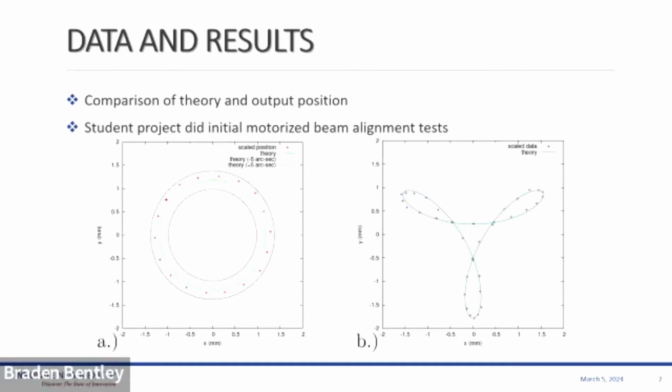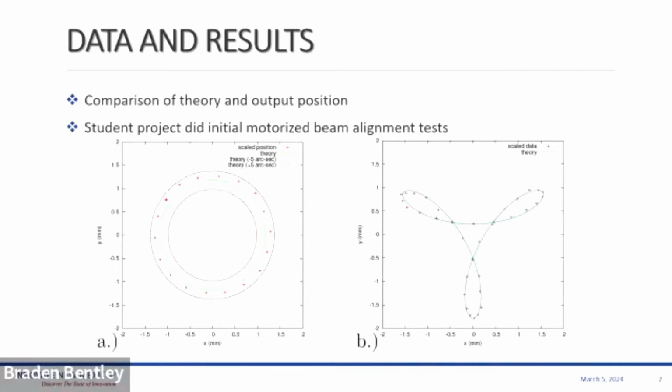The circle is just us moving one of those prisms. The green is what we predict from our theory, and then the crosses are the actual data. The two lines on either side, the smaller and the larger circle, are actually the tolerance of the optics that we get from our company. So they have some tolerance associated with it.